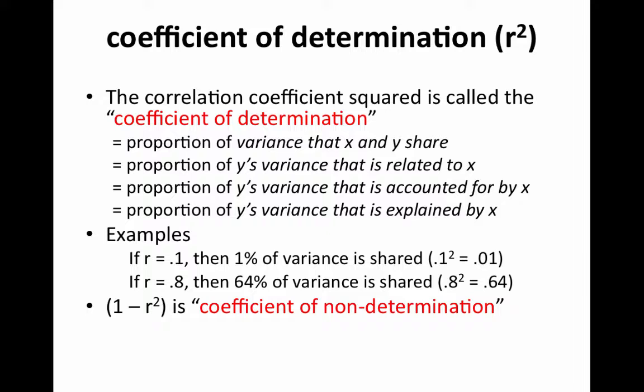Examples: if r equals 0.1, then 1% of the variance is shared, or 0.01. If r equals 0.8, then 64% of the variance is shared, because 0.8 squared is 0.64.